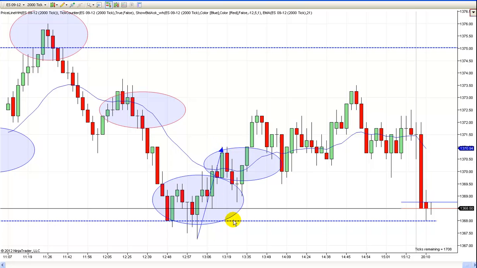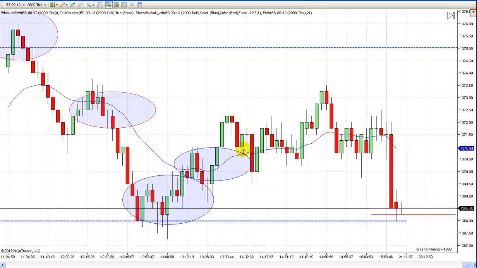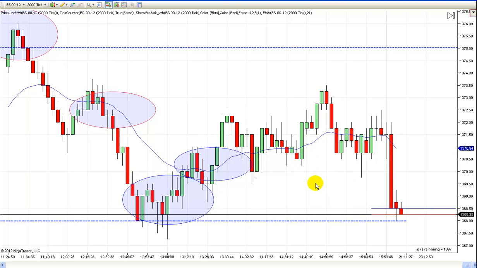Leg one, then a pullback, and leg two, a perfect measured move basically. So hopefully you can see that. Yeah, that's a perfect measured move, two legs. And then we went into all this chop, and we kind of got flat right here, and then it's really too late in the afternoon to take any more trades.